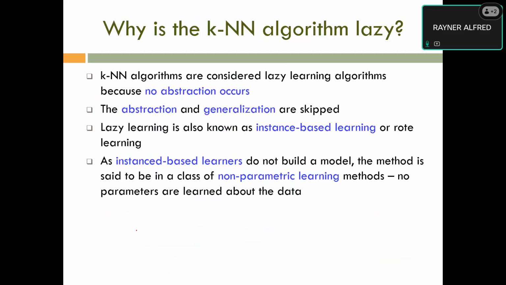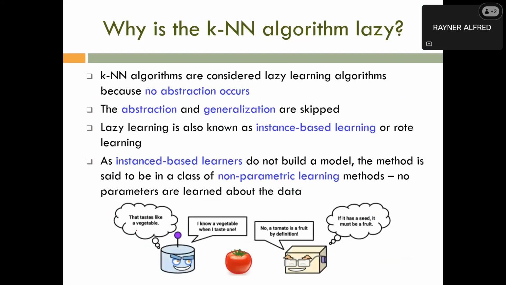Why is kNN called lazy? Because there is no modeling. Basically, you are using the distance method to measure the distance and determine the label of your new instance.